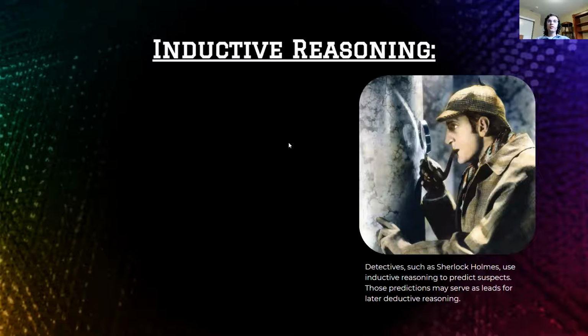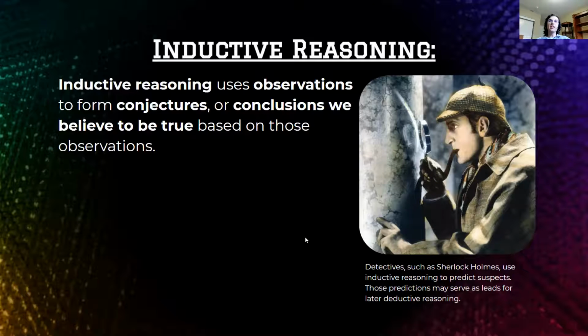So inductive reasoning is what detectives like Sherlock Holmes use. Yes, Sherlock Holmes claims to use deductive reasoning, right, the powers of deduction, but he doesn't. He actually uses inductive reasoning. He makes predictions, which are used as leads, and those leads could be used later for deductive reasoning. Okay, so what does it mean to use inductive reasoning? Well, we're saying it involves predictions, right? Leads. So maybe something like an educated guess.